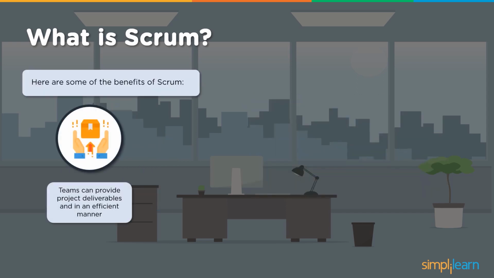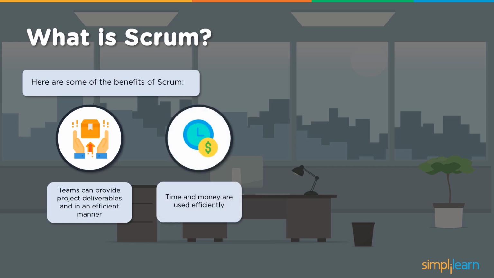Then some of the benefits of using Scrum: the team can provide project deliverables in an efficient manner, so in time we are completing all the features and functionality. The entire methodology helps in accomplishing those. Further, time and money are used efficiently. Time is very important. Giving results within a mentioned schedule is very important. Ensuring results come effectively and efficiently, with good performance of the product, is important.